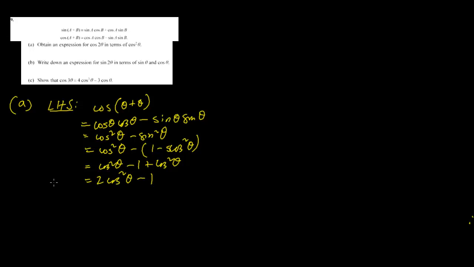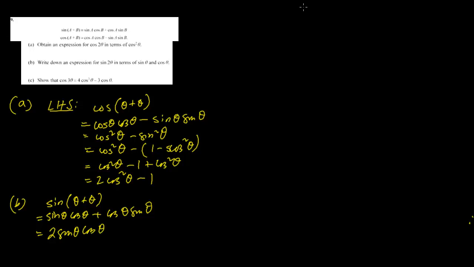So that's shown. We might not have to write this left hand side because we're not proving anything, we're just obtaining an expression. So question number B, express sine 2 theta. So we can write here sine of theta plus theta. We know sine A plus B is sine A cos B plus cos A sine B, so this is going to be sine theta cos theta plus cos theta sine theta. Since it's the same thing, we can write 2 sine theta cos theta.